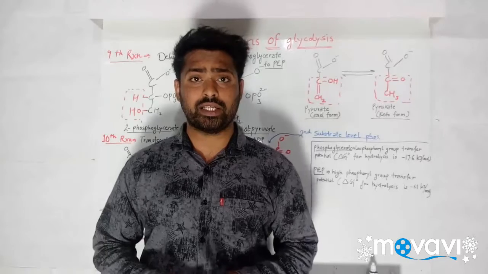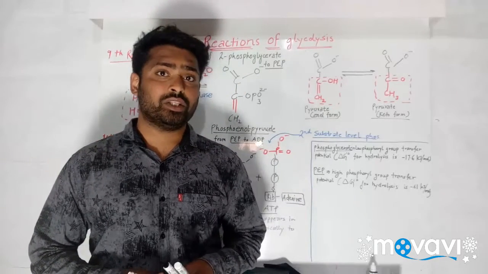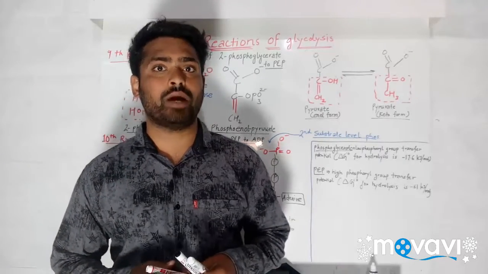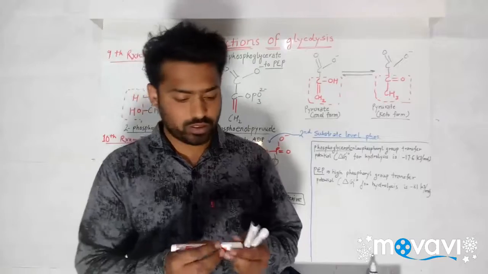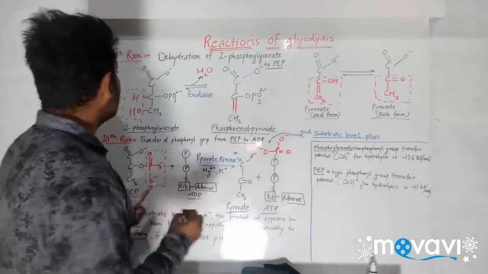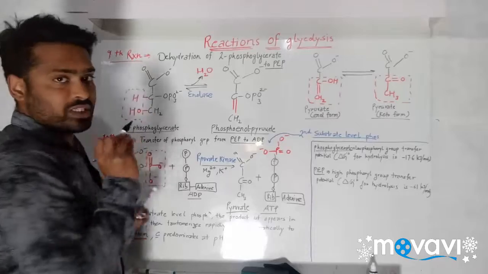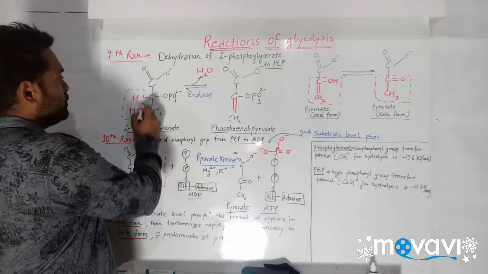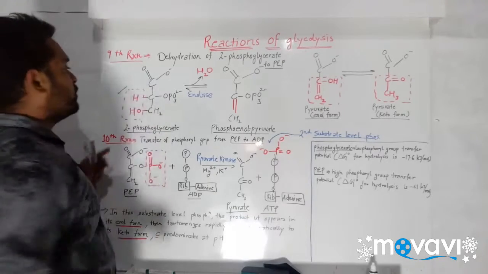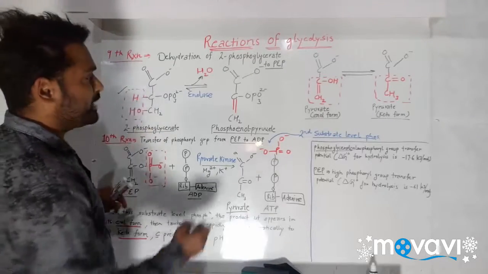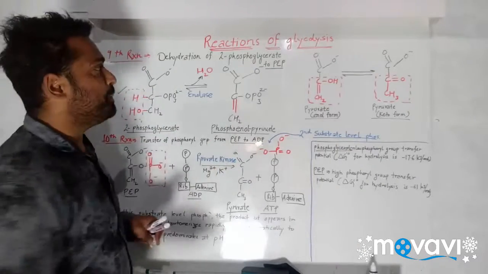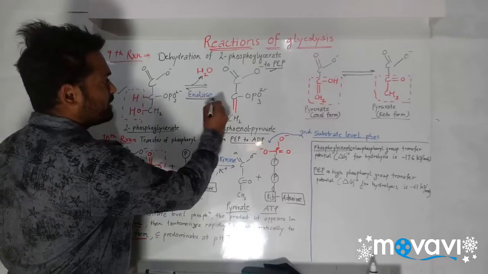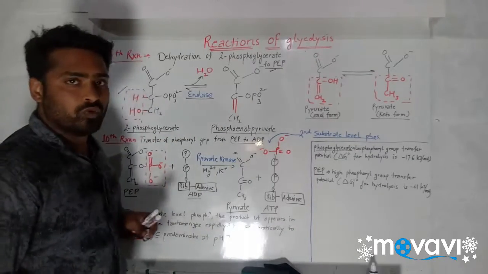The next reaction of glycolysis is the 9th reaction, where we convert 2-phosphoglycerate into PEP, that is phosphoenolpyruvate, by the removal of water. Let's see this reaction. This is the 2-phosphoglycerate compound produced in the 8th reaction. Now we are going to remove this water molecule from here, and it would result in the formation of PEP. The enzyme here is enolase. This is removing this water molecule.